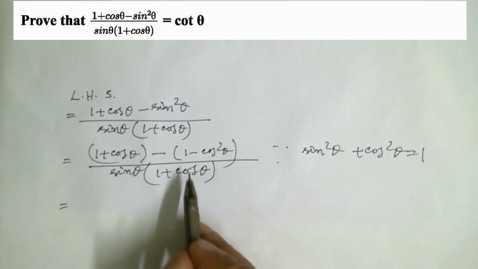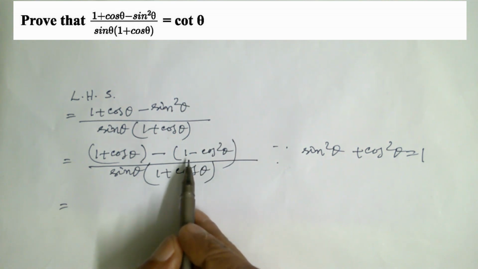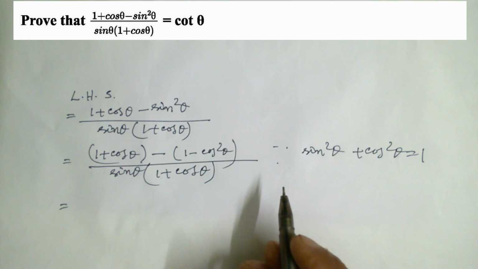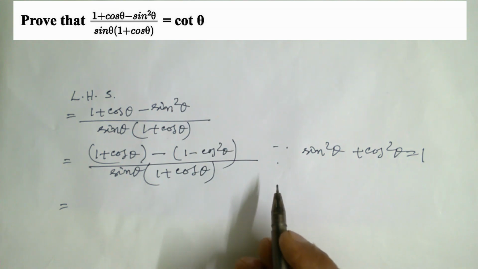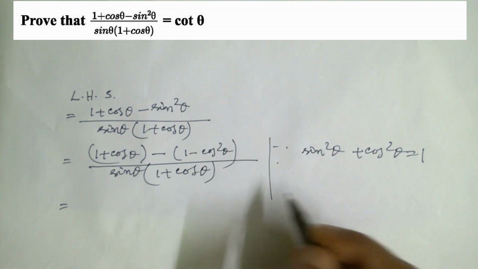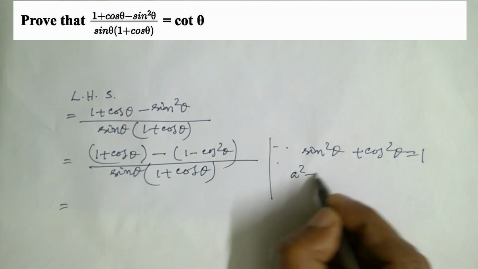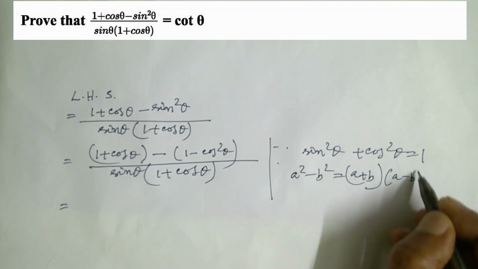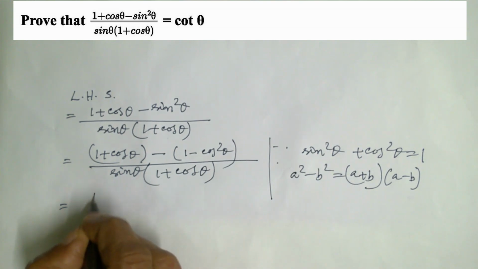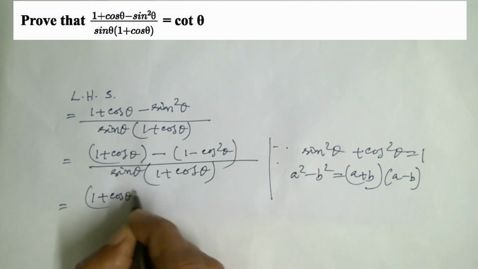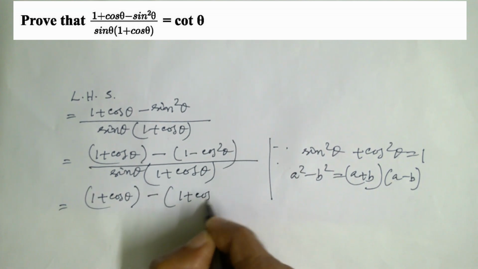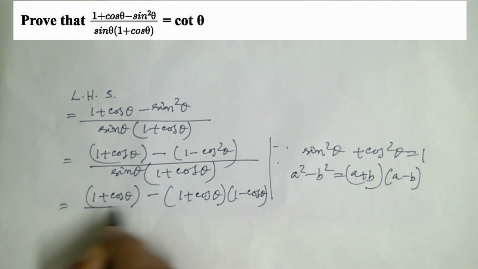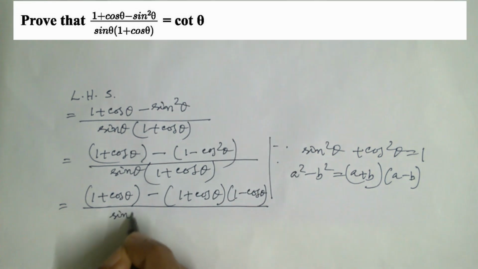Now see 1 minus cos square theta. We may factorize this as per the formula a square minus b square is equal to a plus b into a minus b. We should write to make out a square minus b square is equal to a plus b into a minus b. As such, we may do 1 plus cos theta into 1 minus cos theta, over sin theta.